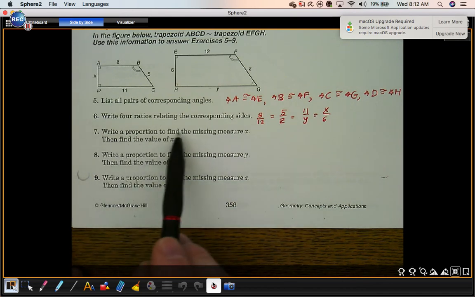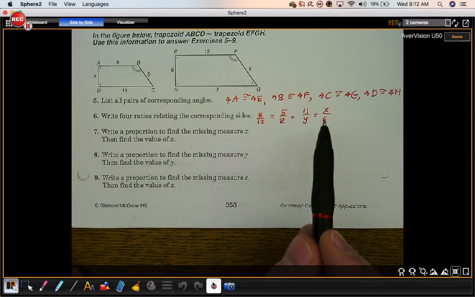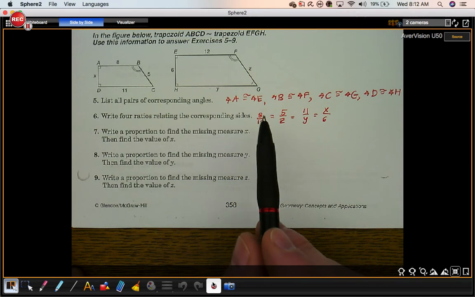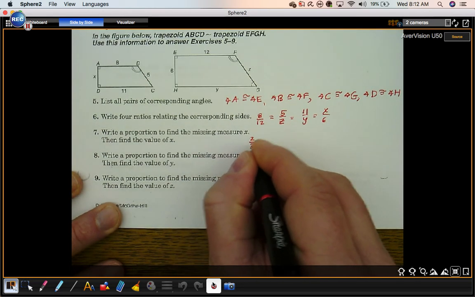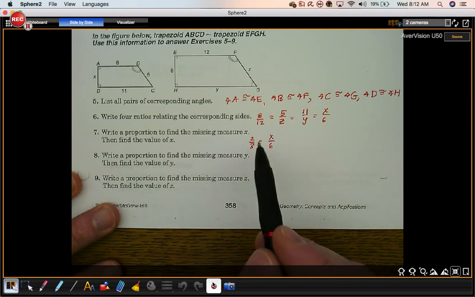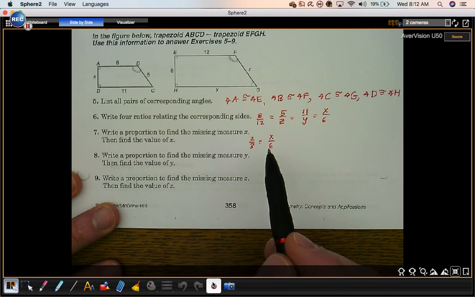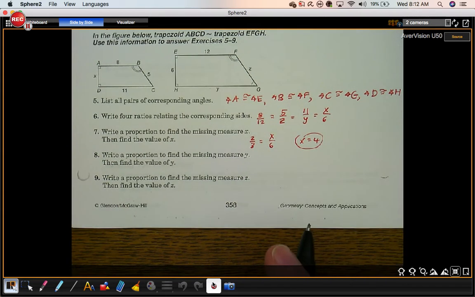Number 7, we're going to write a proportion to find the missing measure for X, then find the value of it. So we need to find X. We know that ratio is going to be 8/12. All right, now I know that 8/12 is the same thing as 2/3. So I'm going to write this ratio. 2/3 equals X over 6. And in doing that, I made my job easier because I'm multiplying with smaller numbers. Also, I noticed that 3 goes into 6 twice. So 3 times 2 is 6. 2 times 2 is 4. I didn't even need to cross multiply.